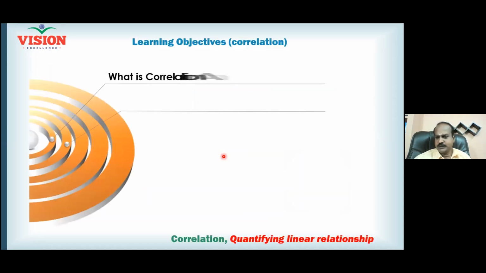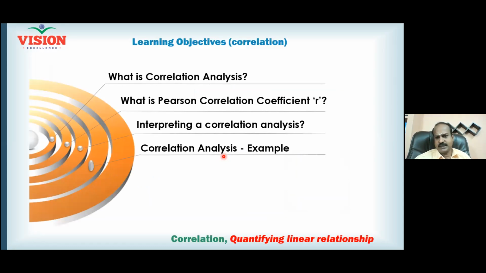So I'll teach both. In correlation analysis, we'll use a tool called Pearson correlation coefficient R. We'll see that. And I'll also educate you on how to interpret the result. Interpreting the result is important. See, lot of softwares available which can generate the report. But how will you interpret the result? That makes you an expert. And then we'll also see some example.